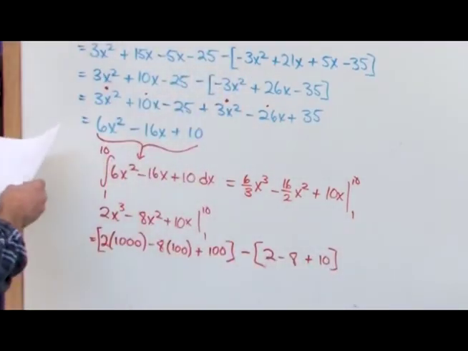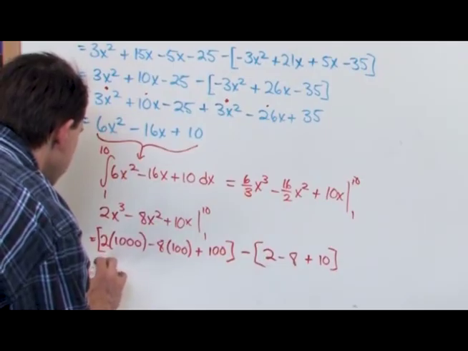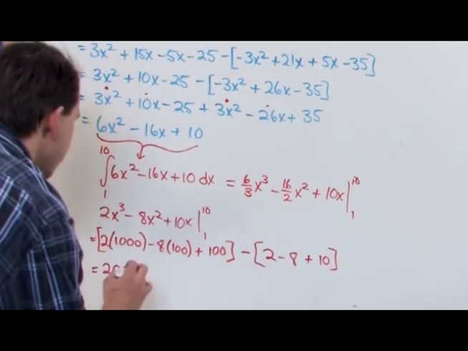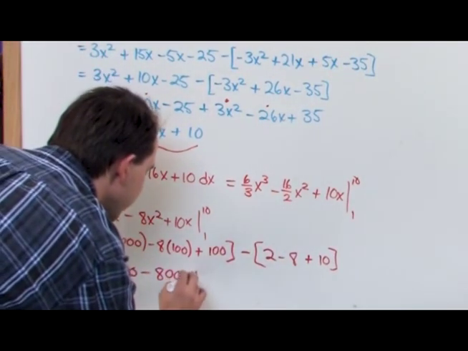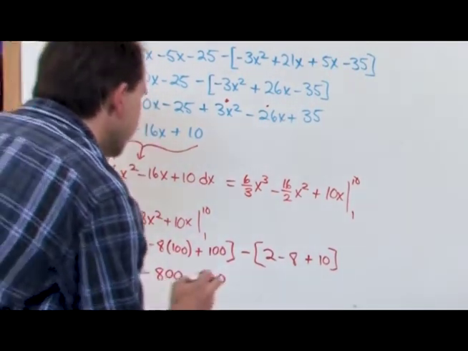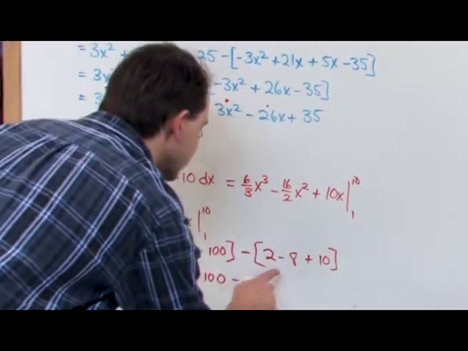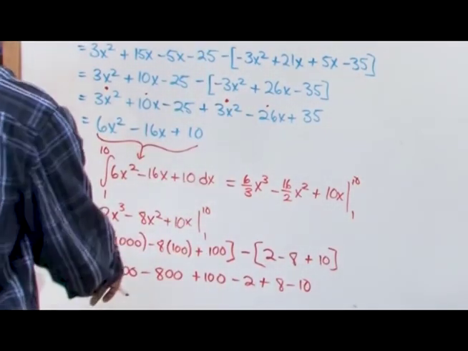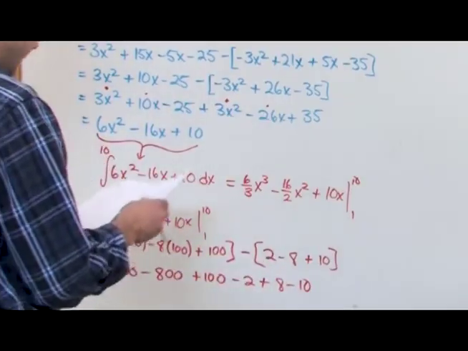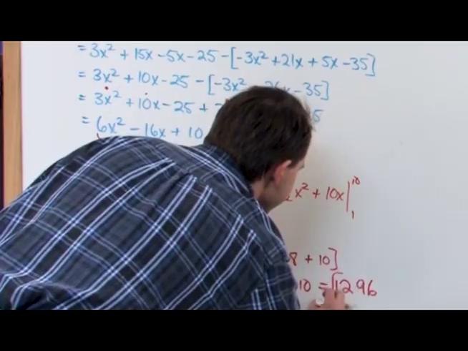Okay, so what I have down here is 2 times 1,000, which is 2,000. Minus 800. Plus 100. And then over here, minus 2 plus 8 minus 10. And when you do all of this, 2,000 minus 800 plus 100 and all this stuff, you're going to end up with 1,296, which is the final answer.